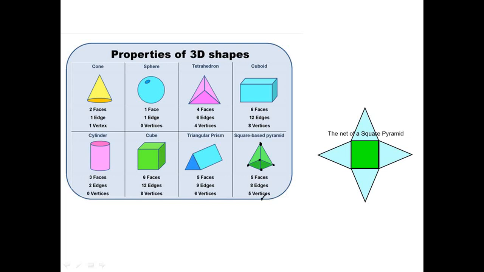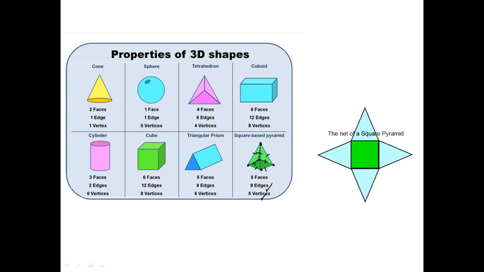Now let's look for the edges. 1, 2, 3, 4, 5, 6, 7, and we agreed that there is one at the back. Imagine it. You have to imagine it. So there are 8 edges. Clear? Okay. Now 5 faces.